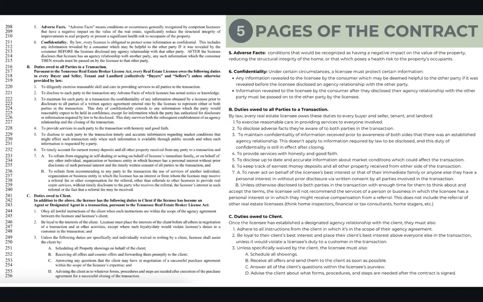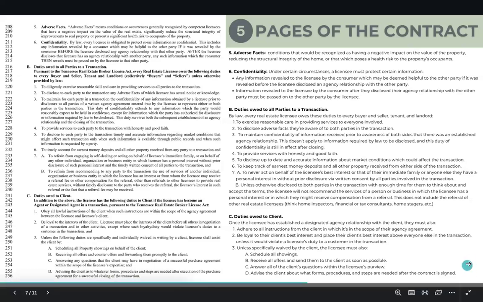Duties owed to the client. Once the licensee has established a designated agency relationship with the client, they must also adhere to all instructions from the client, be loyal to their client's best interest, and place their client's best interest above everyone else's. Unless specifically waived by the client, the licensee must also schedule all showings, receive all offers, and send them to the client as soon as possible, answer all of the client's questions, and advise the client about what forms, procedures, and steps are needed after the contract is signed.